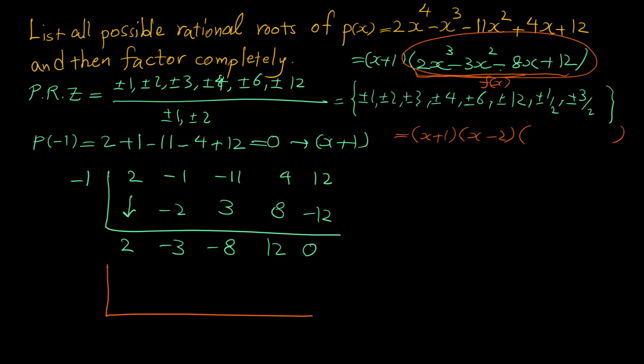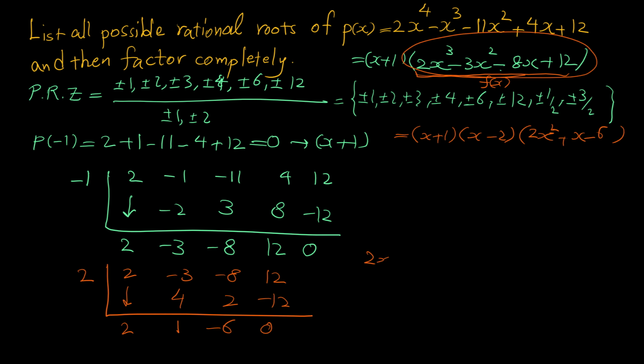We write the coefficients of the polynomial 2x to the 3 minus 3x to the 2 minus 8x plus 12 here: 2, minus 3, minus 8, and 12. And what number do we write here? Because we want to divide by x minus 2, the opposite sign of -2 is 2. We put 2 here. 2 times 2 is 4. -3 plus 4 is 1. 1 times 2 is 2. Negative 8 plus 2 is negative 6, times 2 is negative 12, plus 12 is 0. So we have 2x to the 2 plus 1x, or x, minus 6.